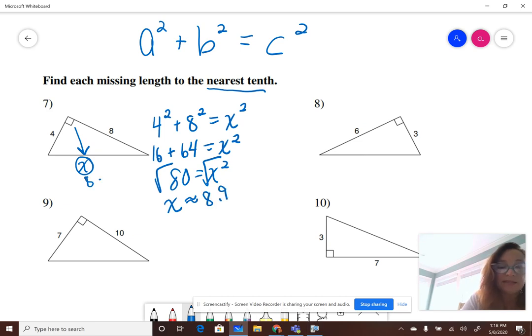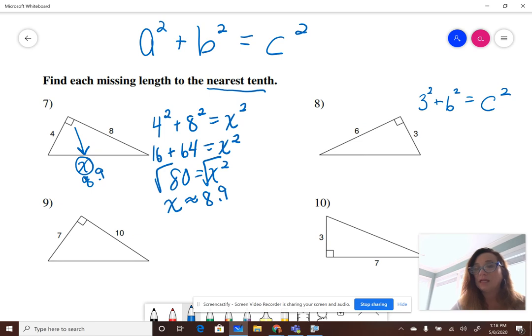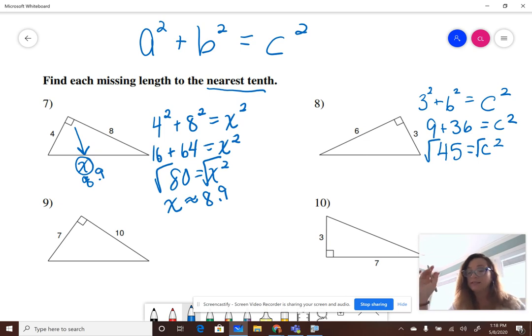Now, 8.9 makes sense because it's bigger than 8. The hypotenuse is always the longest side. Okay? All right, so let me just show you one more. All right, so leg squared plus leg squared equals hypotenuse squared. 3 times 3 is 9, 6 times 6 is 36, so c squared equals the sum of those two. 36 plus 9 is 45. And now I have to take the square root of both sides. So the square root is the inverse or opposite of squaring, and that's how you solve equations. You always do the opposite, go backwards, okay?